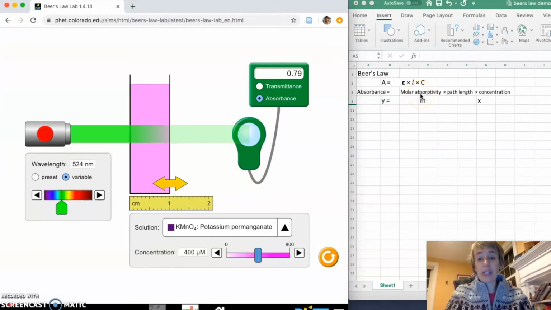So what else is in the equation? Well, concentration is directly proportional to absorbance as well. The more molecules there are that are absorbing that light per unit of volume, the higher that absorbance value will be. We should be able to see that here on this slider. If we increase concentration, yeah, our absorbance gets bigger. Go back down to 400.